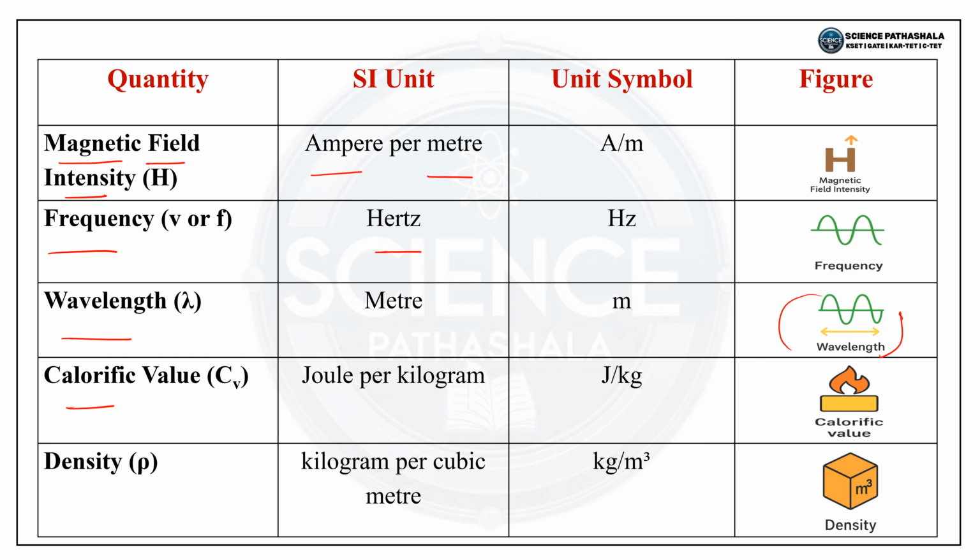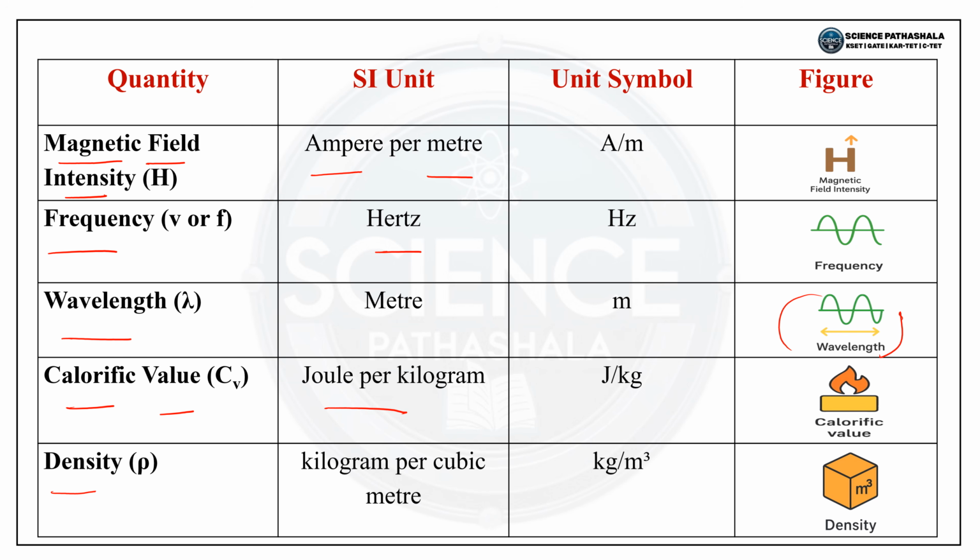The next is calorific value, represented by the symbol capital C small v. It is the amount of heat energy produced by complete combustion of 1 kilogram or 1 mole of a substance. The SI unit of calorific value is joule per kilogram.